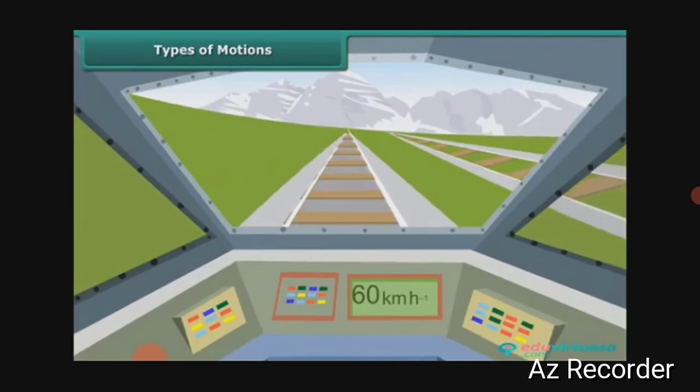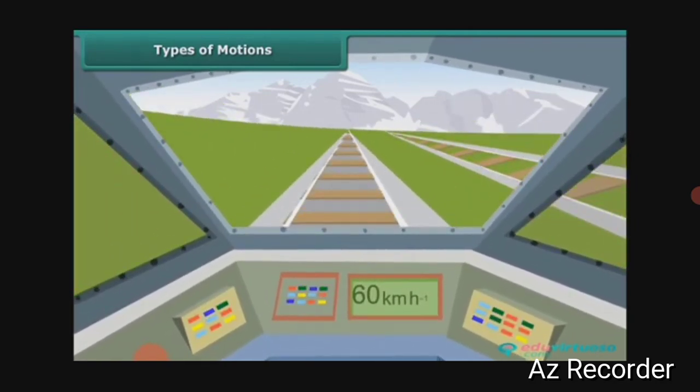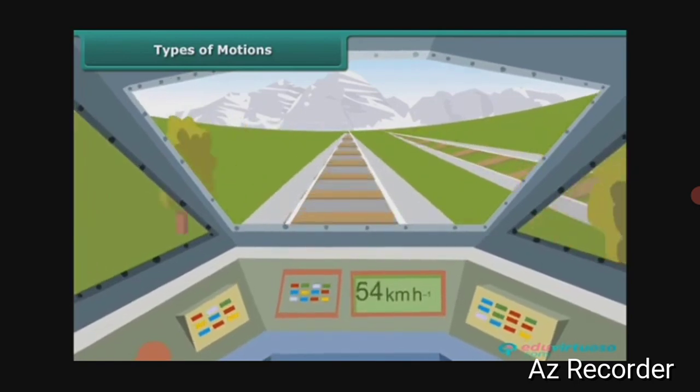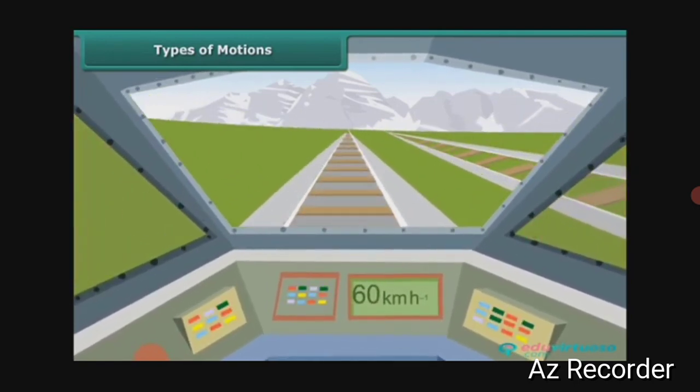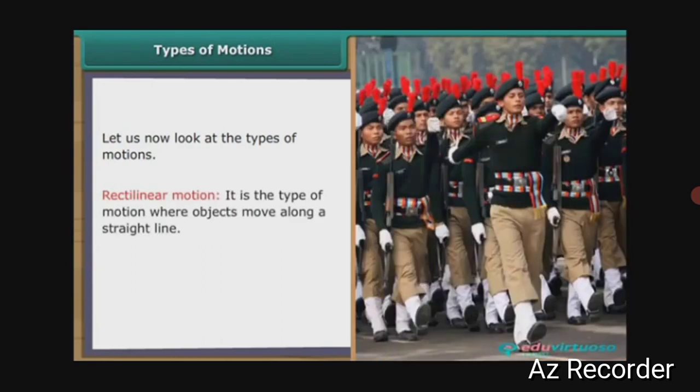Types of motions. As you know, motion is the change in position of an object with time. The change in its position can be determined through distance measurements. Let us look at other types of motions. Rectilinear motion, in which objects move along a straight line. For example, the march past of soldiers in a parade.